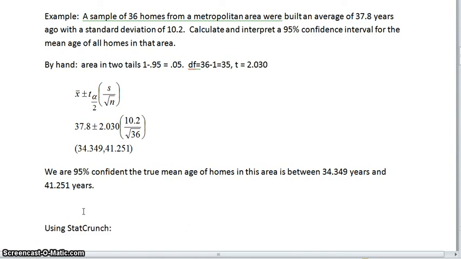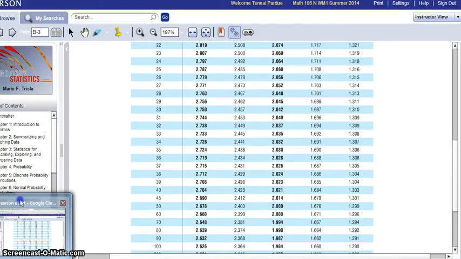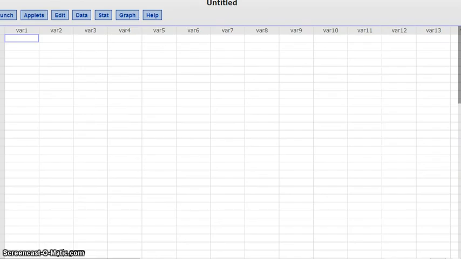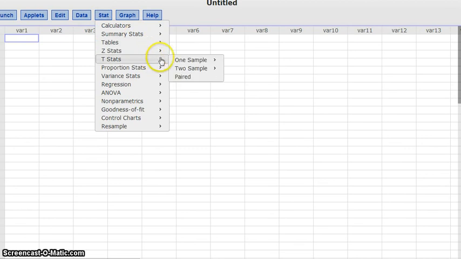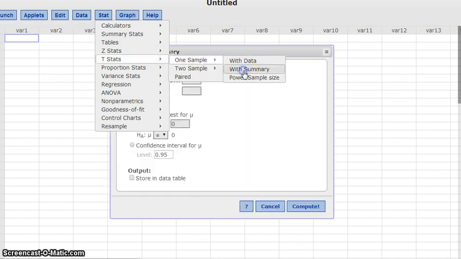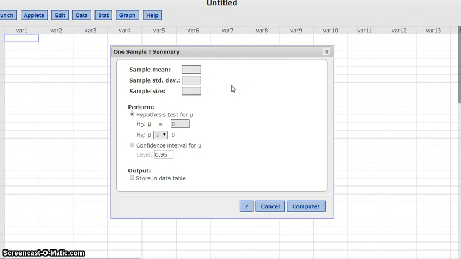Let's do the same problem using StatCrunch. So I've got StatCrunch pulled up here. Here all we have to do is go to Stat, T-Stats, one sample with summary, and then we just type in our information. Our sample mean was 37.8. Our sample standard deviation was 10.2. Our sample size was 36. And we want a confidence interval with a 95% confidence level. And we just go to compute.